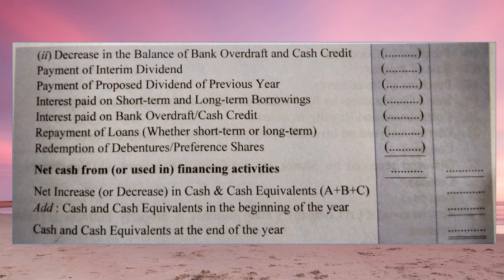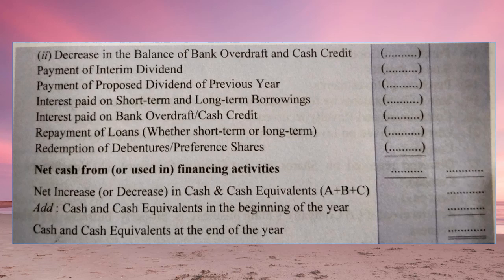Repayment of loans means loans have been paid. They can be long term, they can be short term. Amount has been subtracted. Redemption means payment. Payment of debentures or preference shares. When the matter is of payment, it is very clear that there is outflow of cash. When there is outflow of cash, money will be subtracted. So by doing this, you will get net cash flow or net cash used in financing activities.